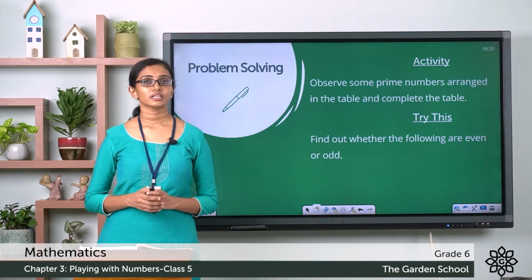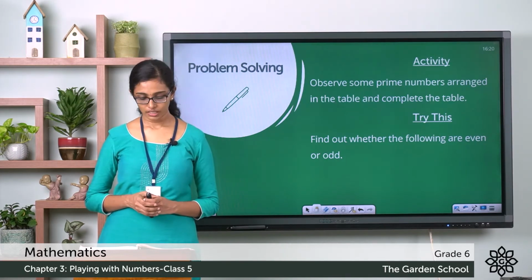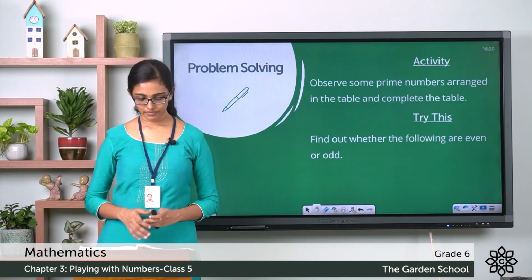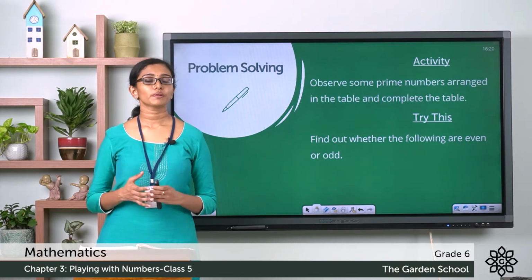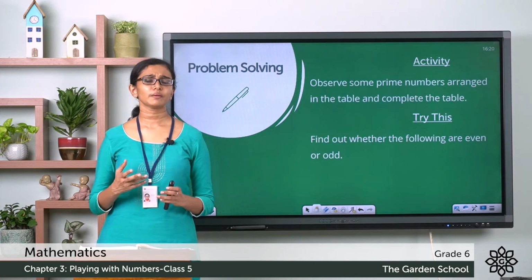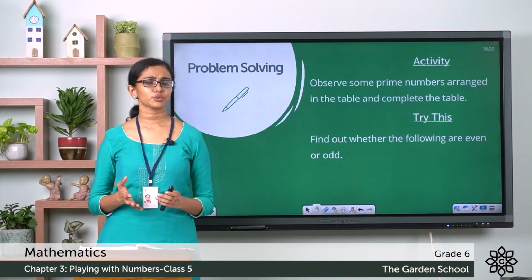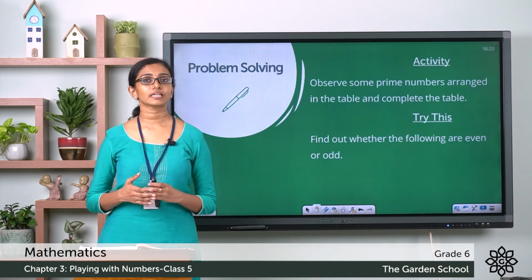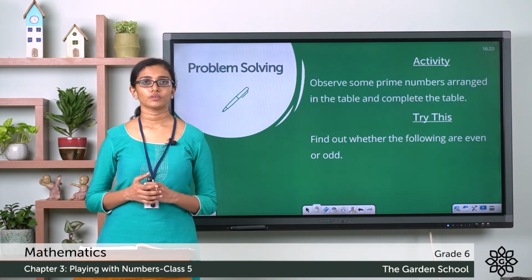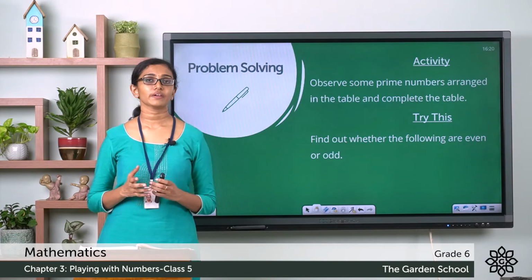So, children, did you do the Try This exercise? Let us read the first question given there. The sum of 2 prime numbers. Would that be even or odd? Take 2 prime numbers, 2 and 3. 2 plus 3 is equal to 5. That is odd. 5 is odd.